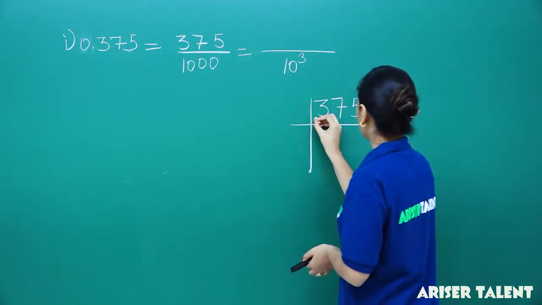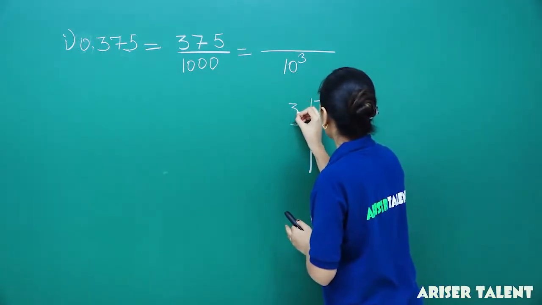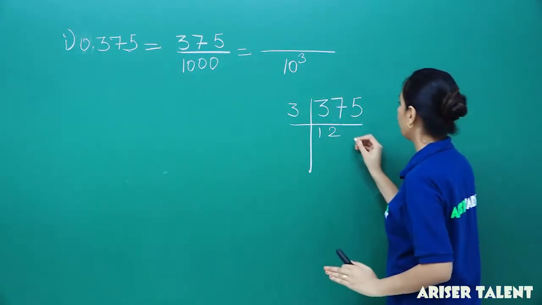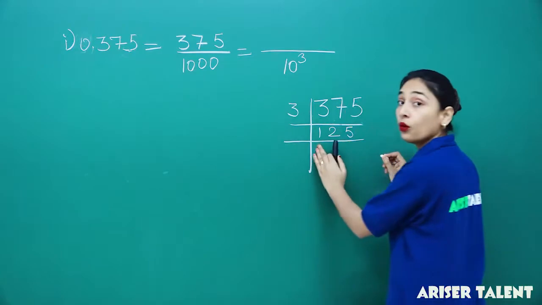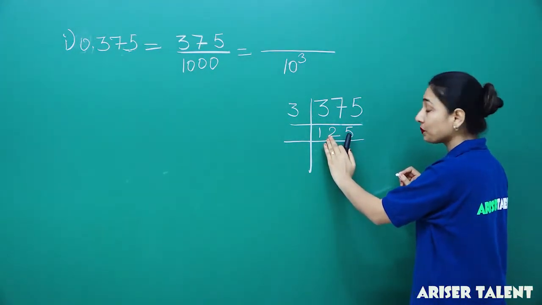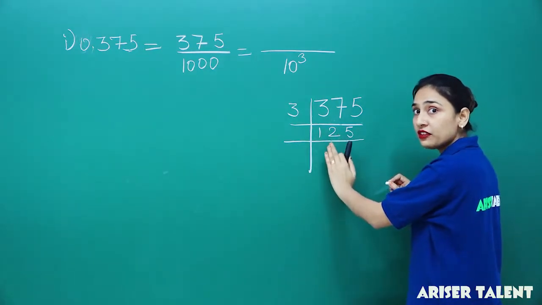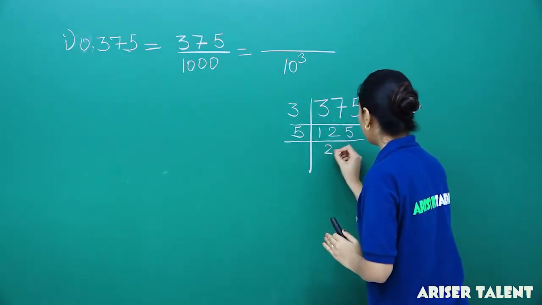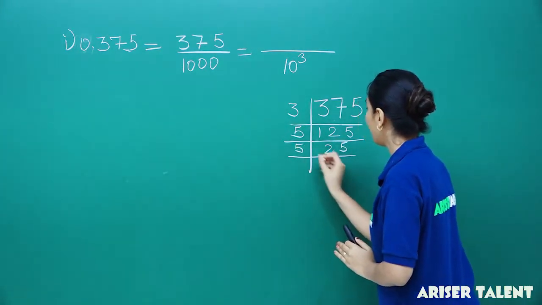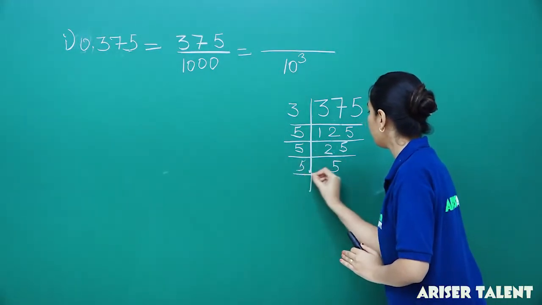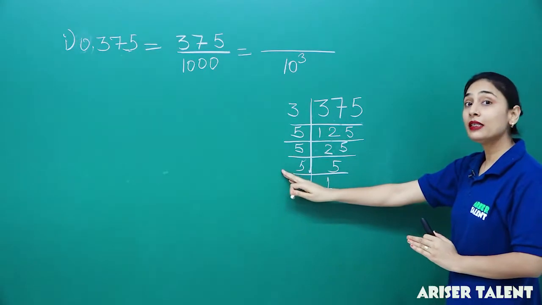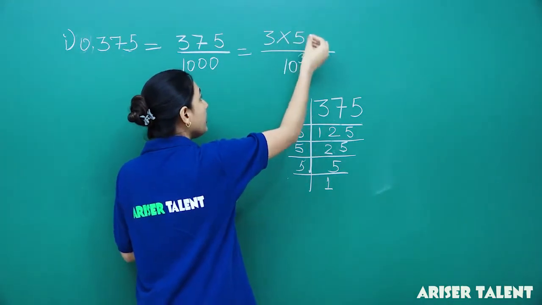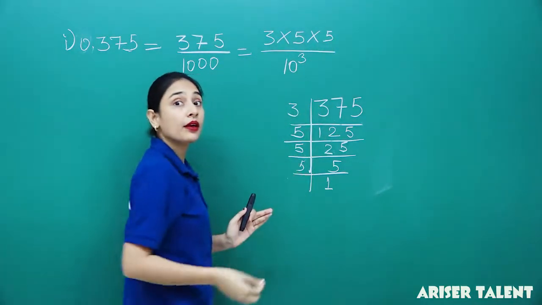So we do the factorization of 375. Not divisible by 2 but divisible by 3, giving 125. Then not divisible by 2 or 3, but by 5: 5 times 25, 5 times 5, then 5 times 1. So this is the prime factorization of 375. We will write it in this form: 3 multiplied by 5 multiplied by 5.